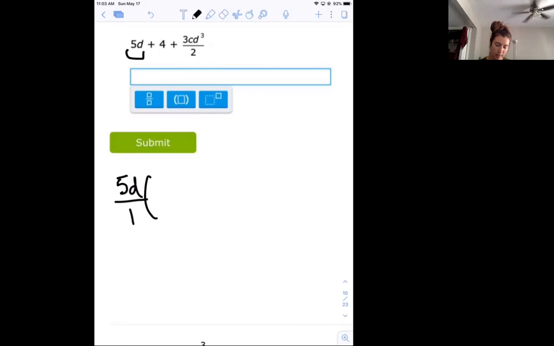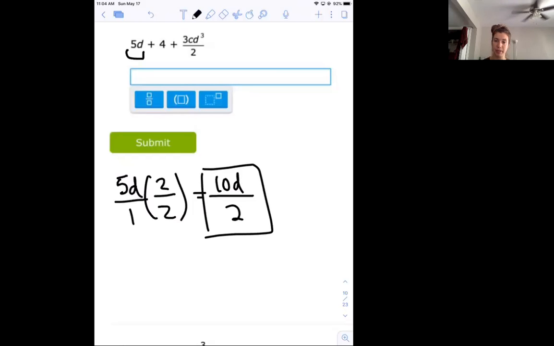And I'm going to multiply it by 2 over 2. Now 2 over 2 is just 1, like 2 divided by 2 is just 1. So I'm not actually changing my fraction at all. I'm just scaling it up so that I have a common denominator. I'm not changing 5d at all, I'm just writing it in a different way. Now if I multiply across, 5d times 2 is 10d, 2 times 1 is 2. 10d divided by 2 is the same thing as 5d, but I'm going to leave it as 10d over 2 because I want the fraction to be over 2.